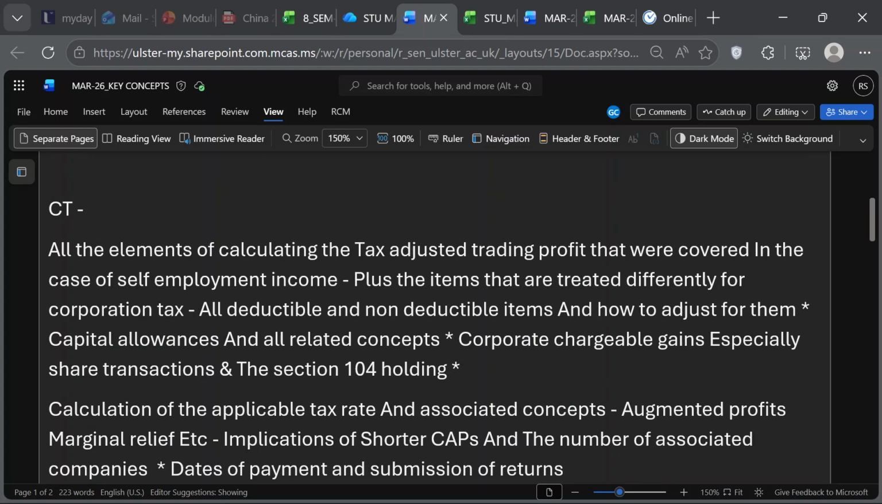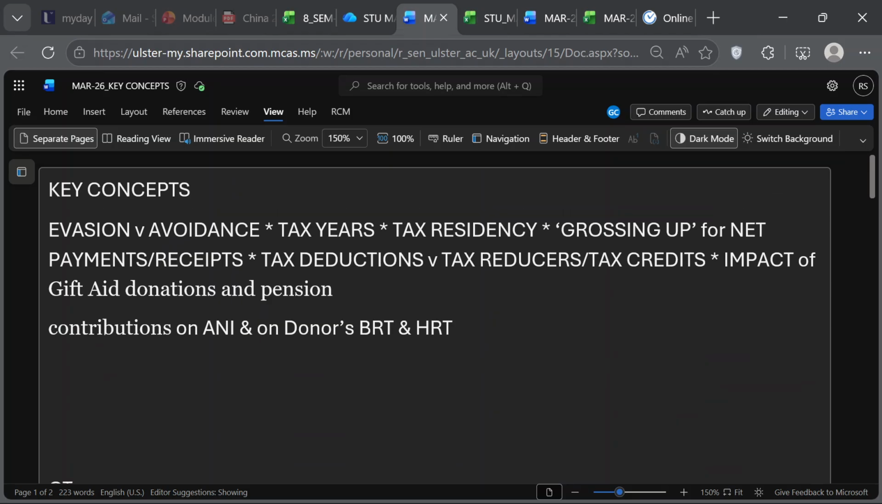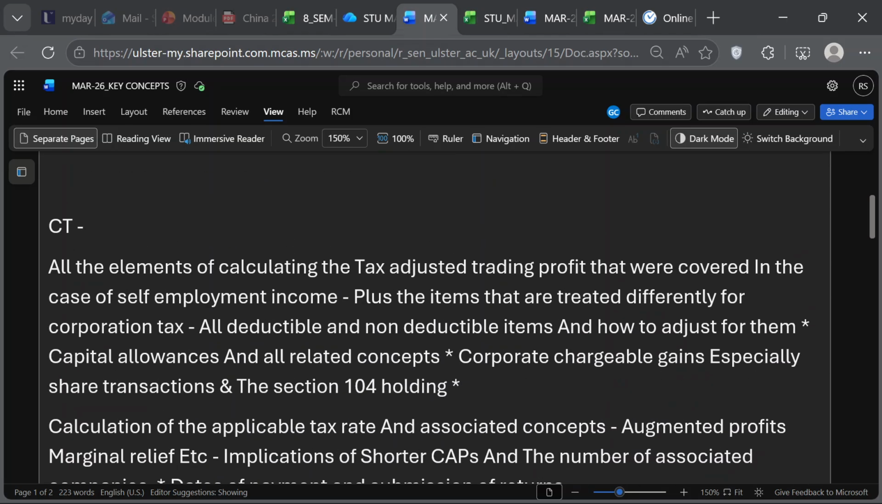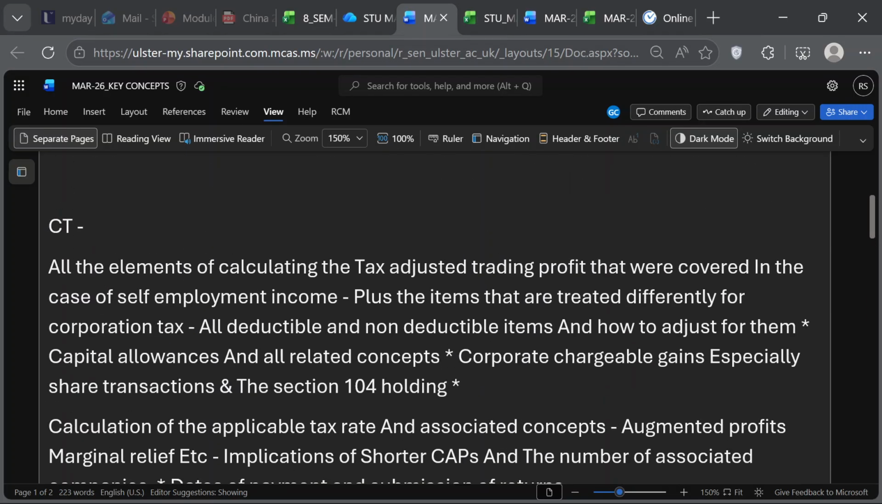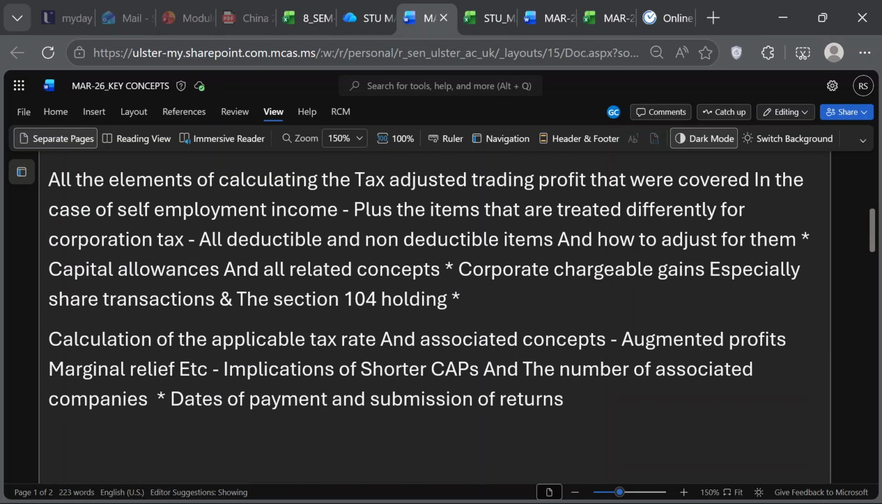We still have some time before the exam, so I'll try to complete as many as possible, right? For each topic, this is corporation tax, and this is for VAT. I've started with some of the topics for corporation tax.